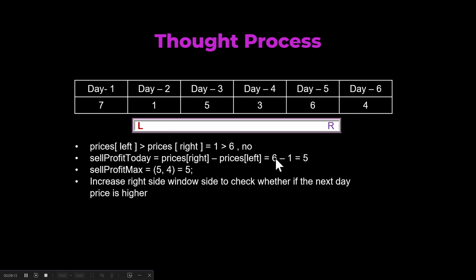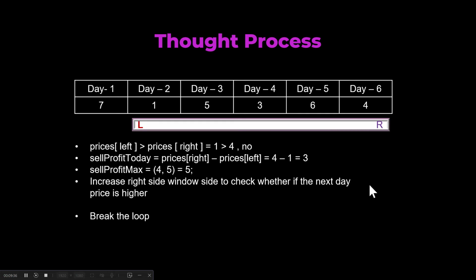So we check 6 minus 1 is 5. The previous value for the sell max profit max is 4. After we increase the window up to here, we have got 5. So now we have to compare this value 4 and 5. Of course, 5 is higher, so now 5 is updated, and we increase the window.